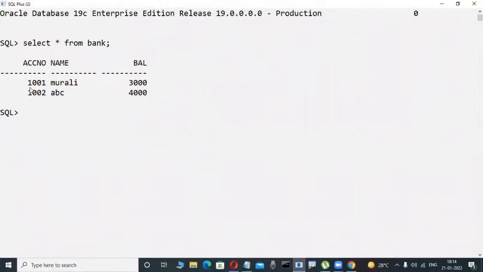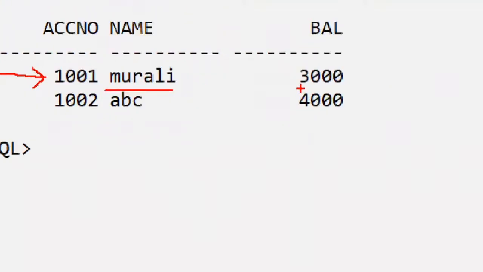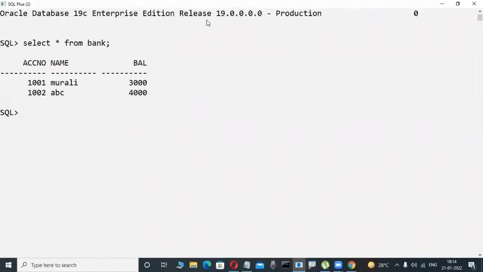Suppose this data, observe it for one minute. 1001 is an account number. My name is Murali, I'm the account holder. My balance is how much? 3000. Observe here, my balance is 3000, for example.